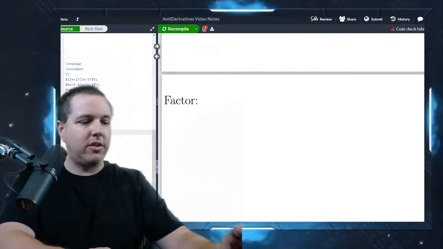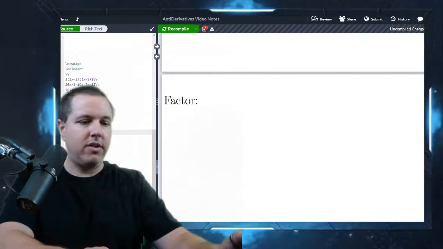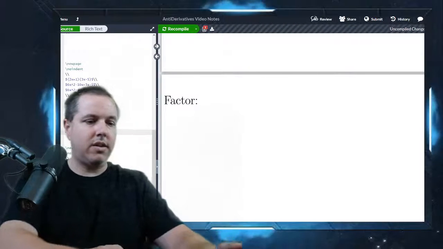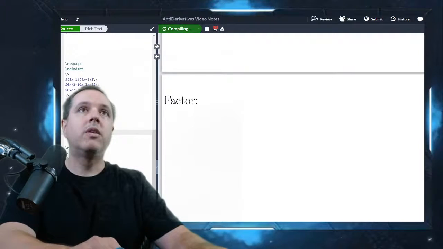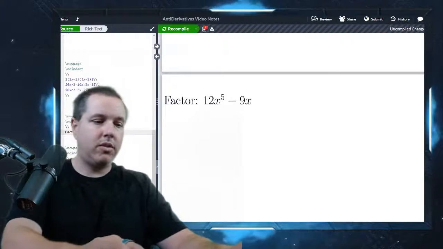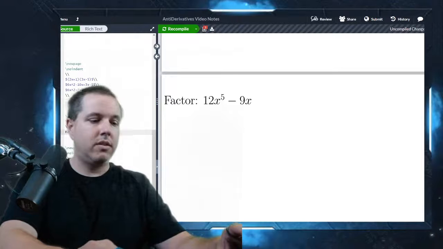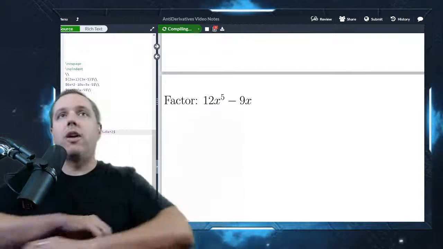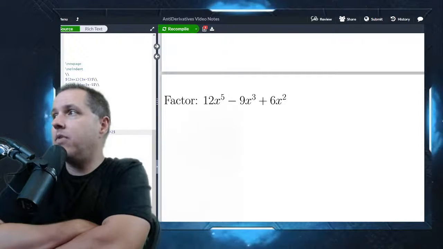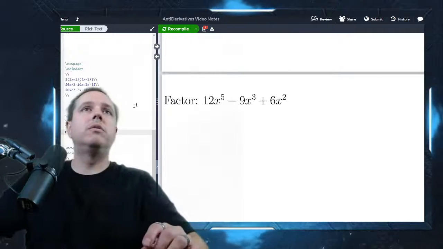So let's see, 12x to the 5, minus 9x cubed plus 6x squared. Okay, so here we have a trinomial.